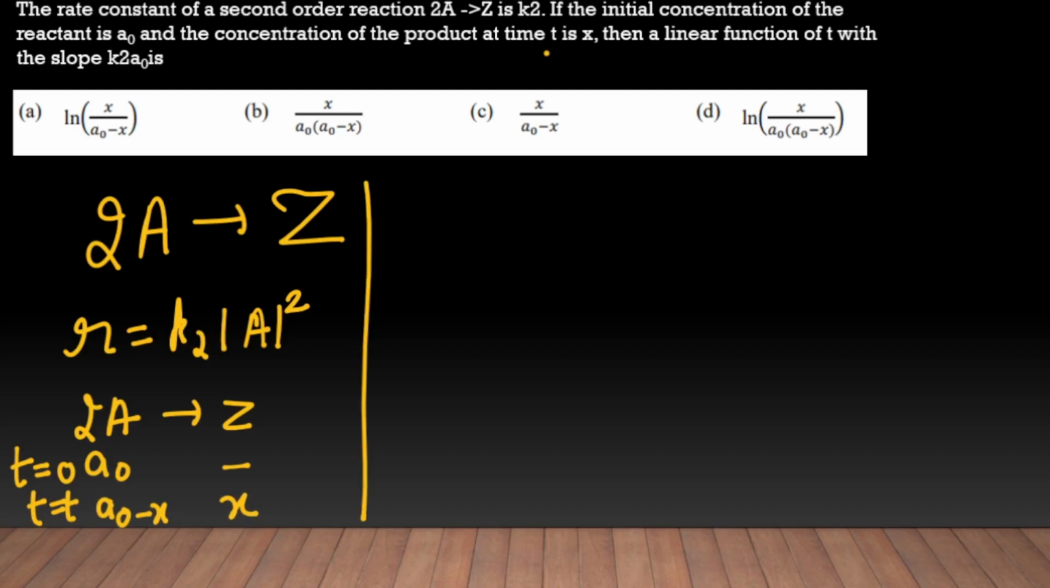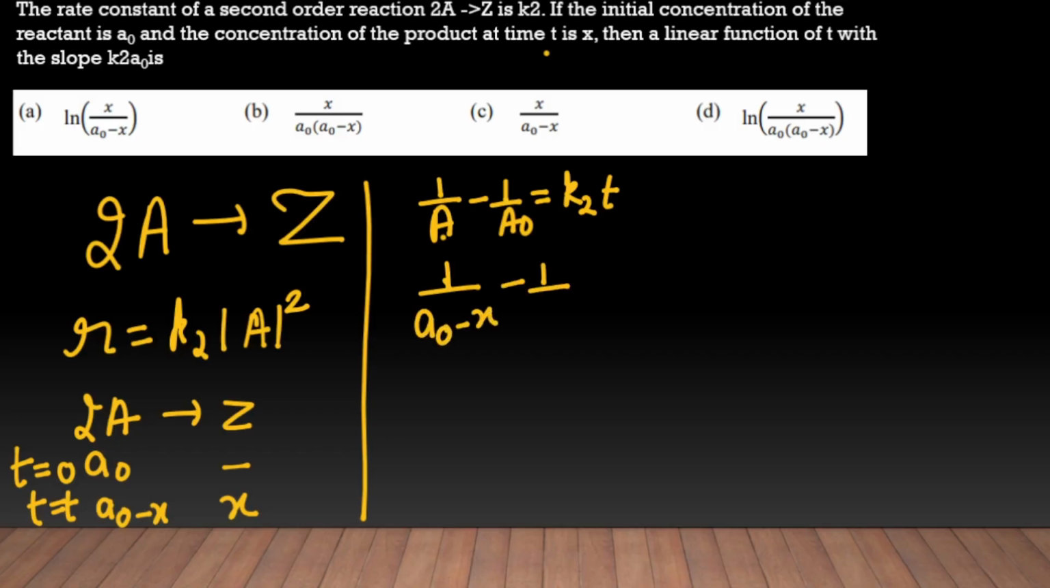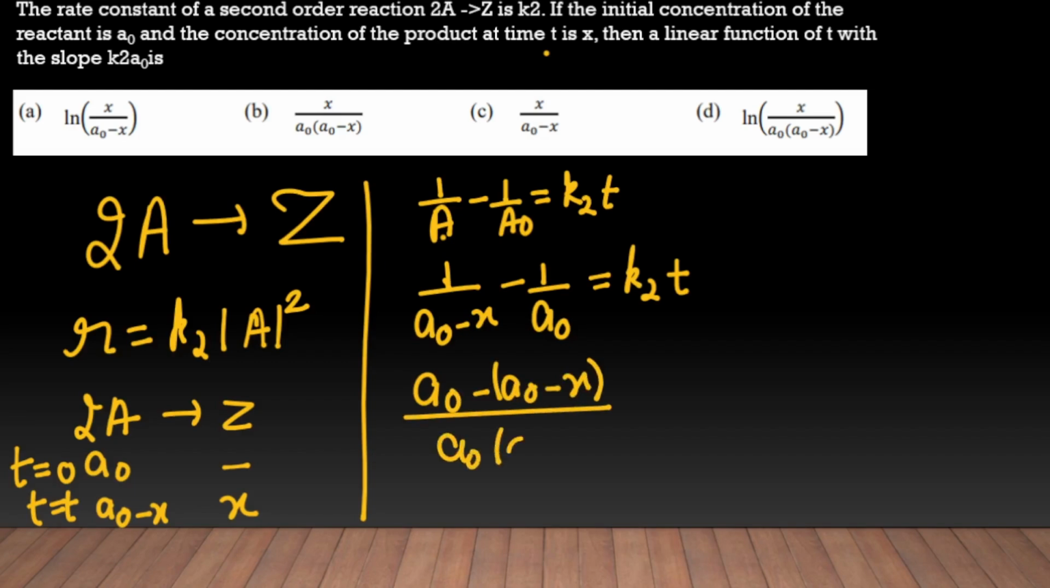For this reaction, the integrated expression we have is 1 by A minus 1 by A naught, which is equal to K2 times t. Now A's value is equal to A naught minus x, and the capital A naught is your small a naught. This is equal to K2 times the time t, right? So this becomes (a naught minus (a naught minus x)) upon a naught into (a naught minus x), which is equal to K2 times the time t.